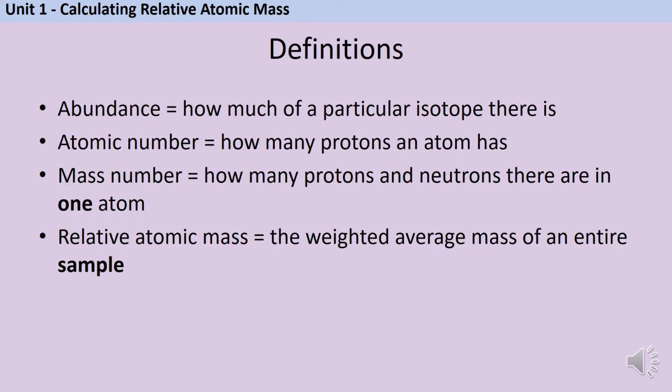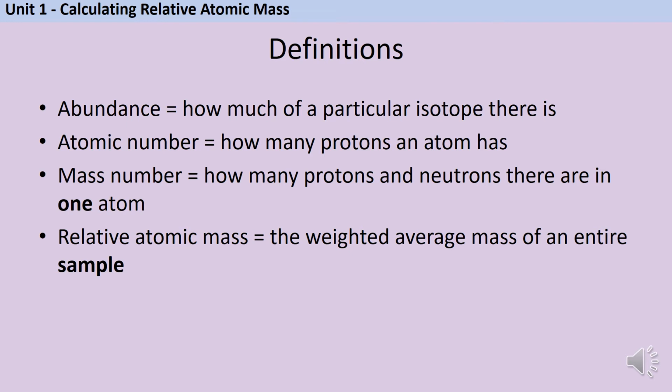If we're going to calculate relative atomic mass, then first we need to define some key terms. An isotope's abundance refers to how much of it there is. So in an exam question, they're going to give you 2 or maybe 3 different isotopes, and for each one they'll give you a number to represent how much of that isotope there is.